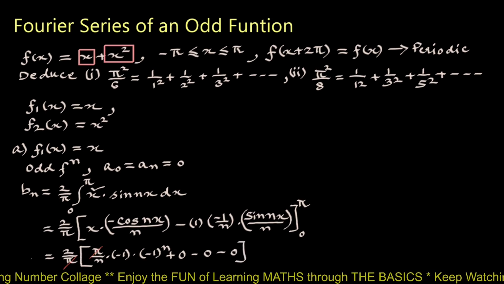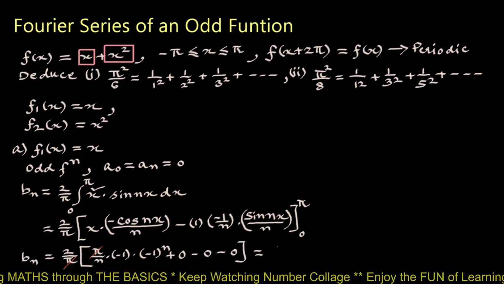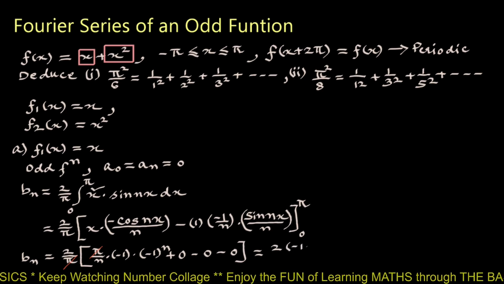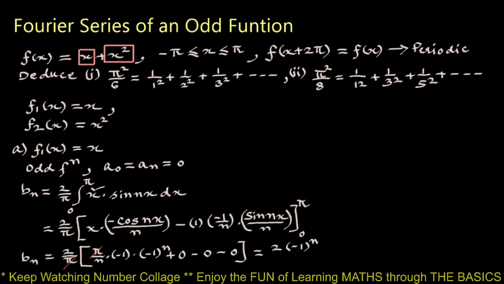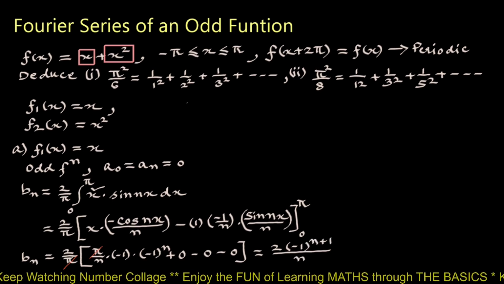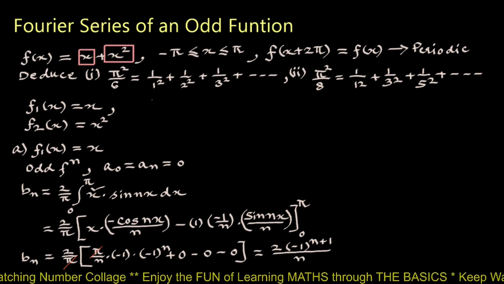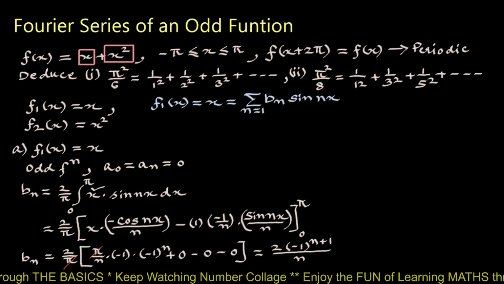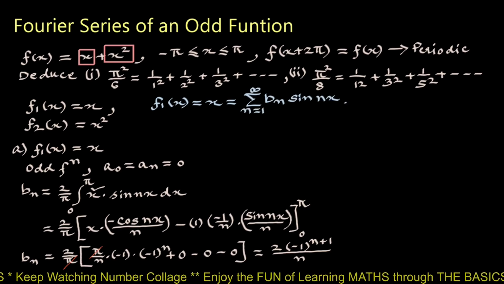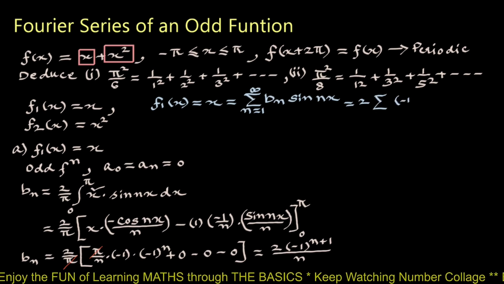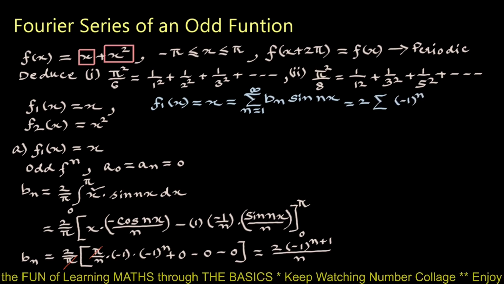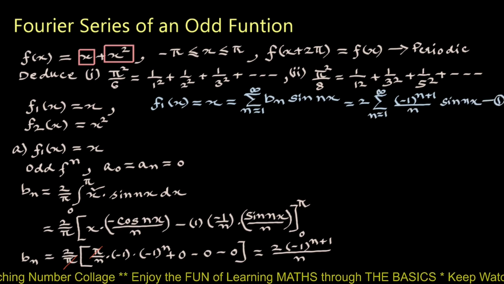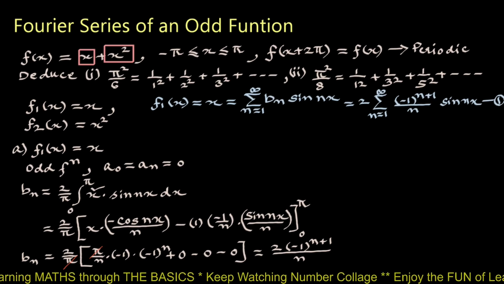Cancelling pi, we get bn equals 2 into minus 1 into minus 1 to the power n, that is minus 1 to the power n plus 1 upon n. So the Fourier series of f1(x) will be x equals summation bn sin nx, n from 1 to infinity. That will be 2 summation minus 1 to the power n plus 1 upon n sin nx. We will name this number 1. Let us wipe out this evaluation.